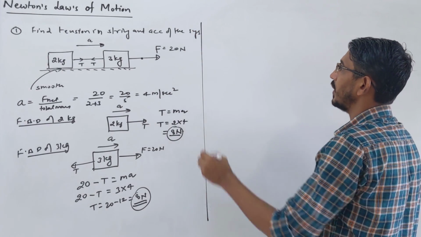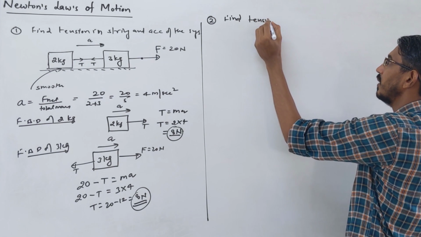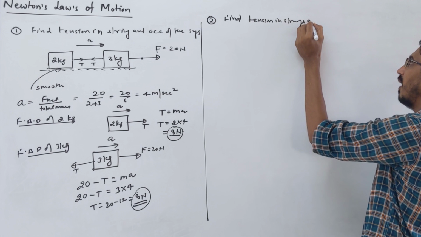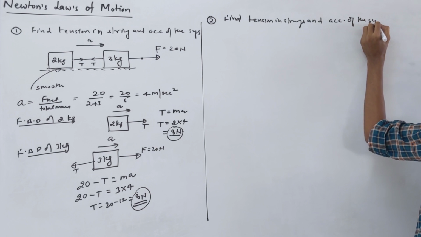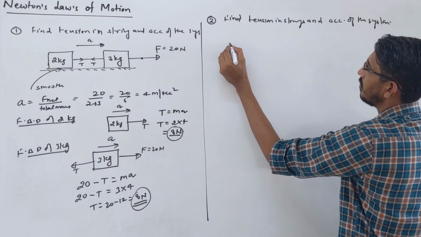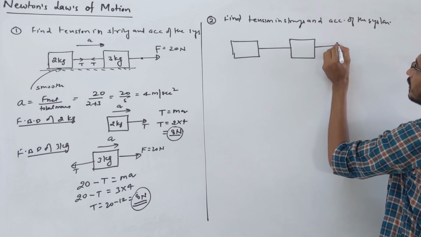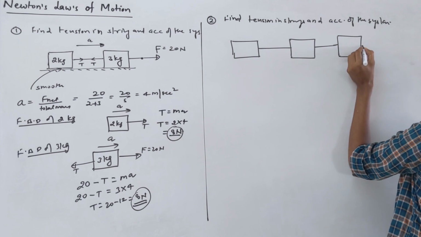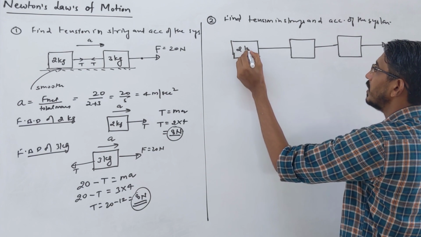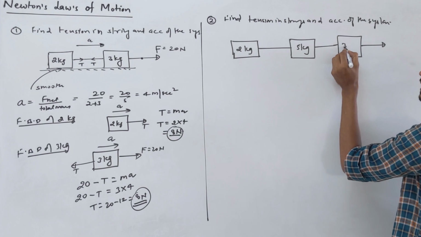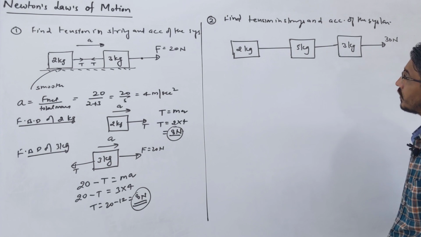We talk about 3 bodies. The question remains the same: find the tension in the strings and the acceleration of the system. Suppose 3 bodies are given this way. This one is connected by a string, another is connected by a string, and we apply some force here. Let's write this as a 2 kg body, this as a 5 kg body, this as a 3 kg body, and say 30 Newton is the force applied. So this is one string.